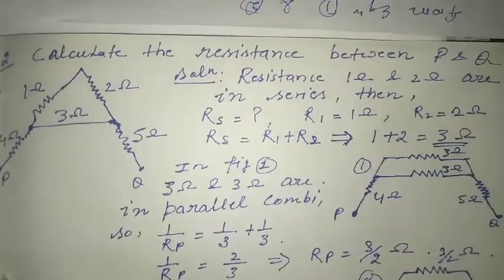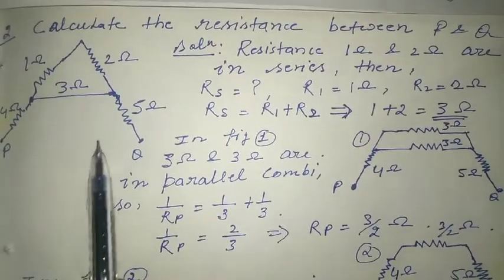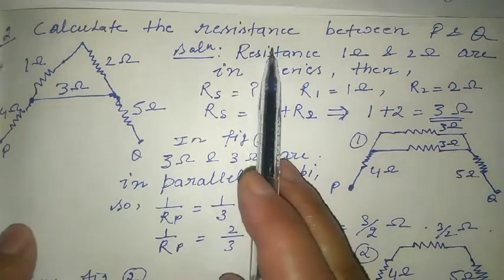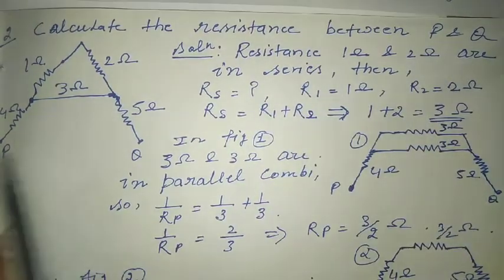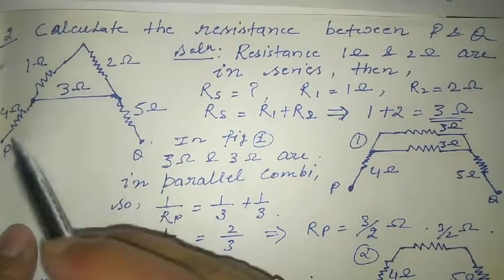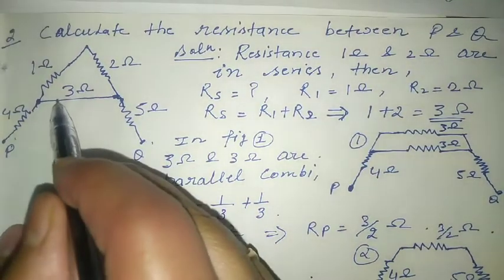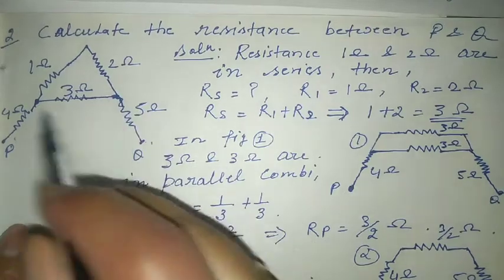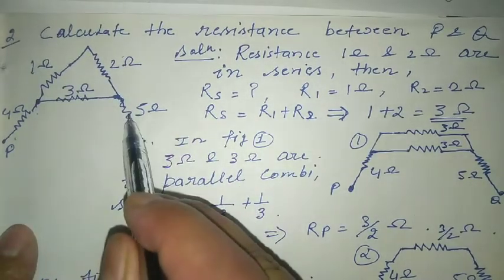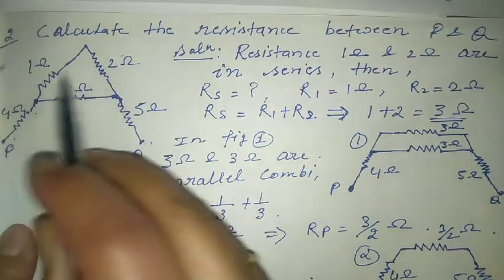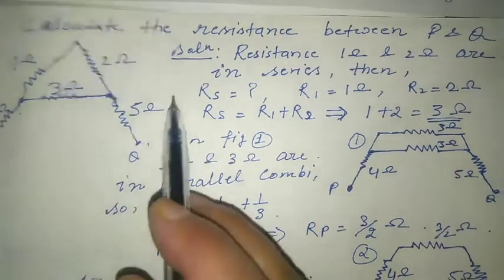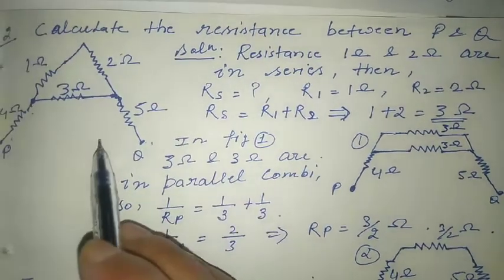Sometimes we are given diagrams on the basis of this. Calculate the resistance between P and Q. This is here P and Q. This is the circuit we have, with resistances 1, 2, 3, 4 and 5 ohm. So we have to find the equivalent resistance, the overall resistance of this circuit.